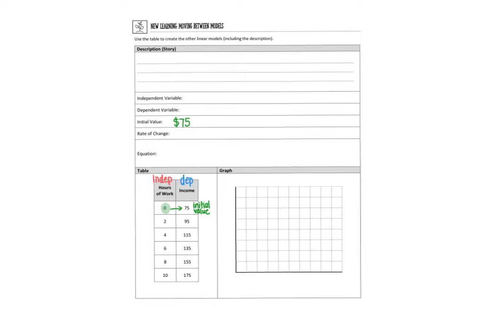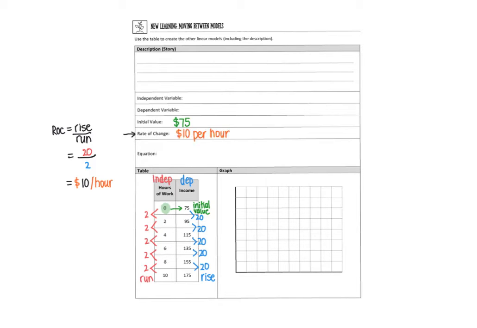We can find the rate of change by doing the first differences and finding the rise on the dependent side and the run on the independent side. So here we have a rise of 20 and we have a run of 2. When we divide the rise by the run, 20 divided by 2 will give us 10. So we know that the income will be $10 per hour worked.